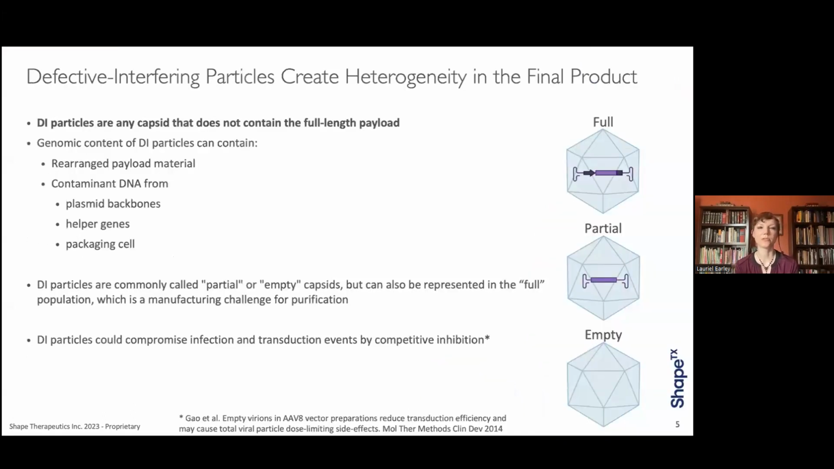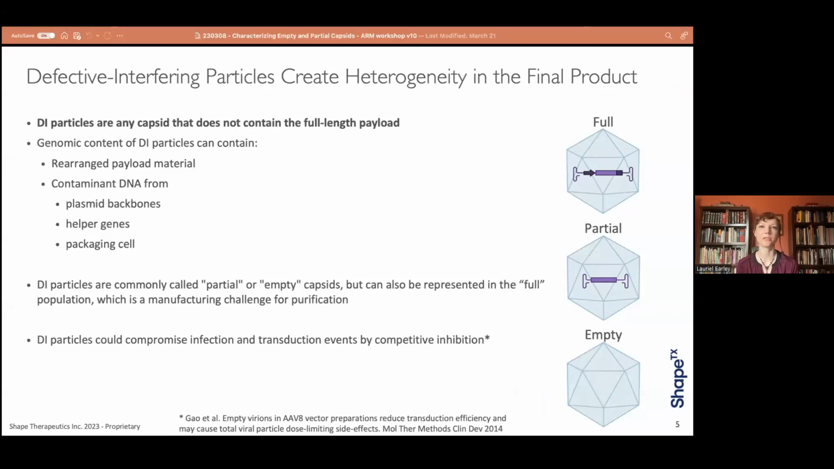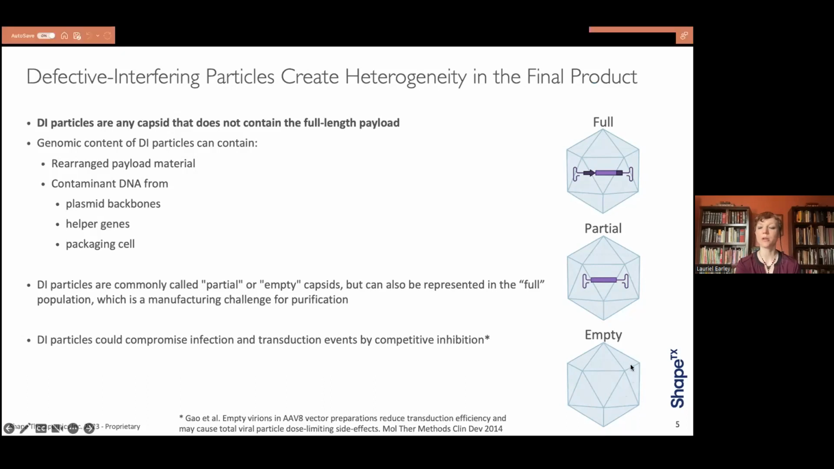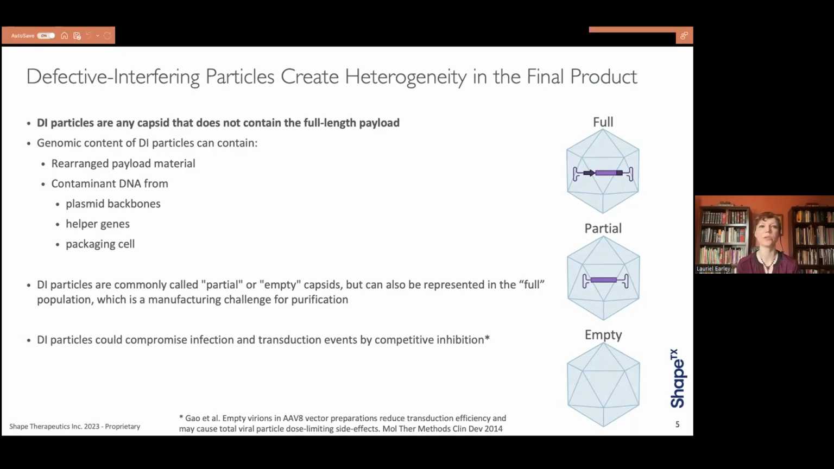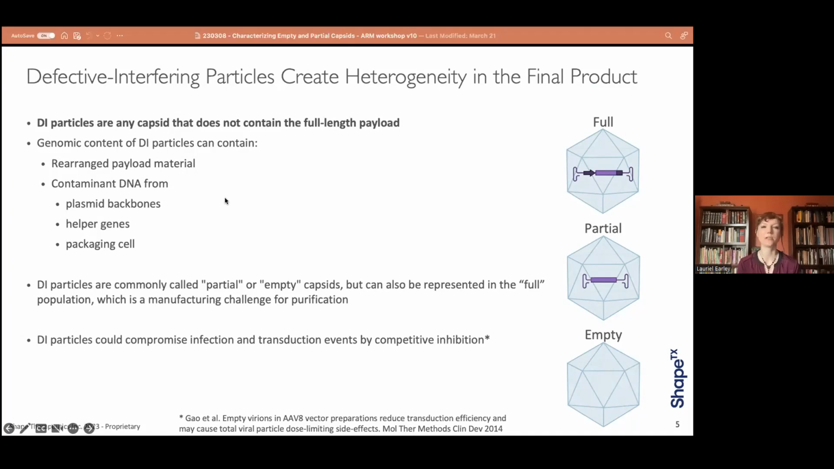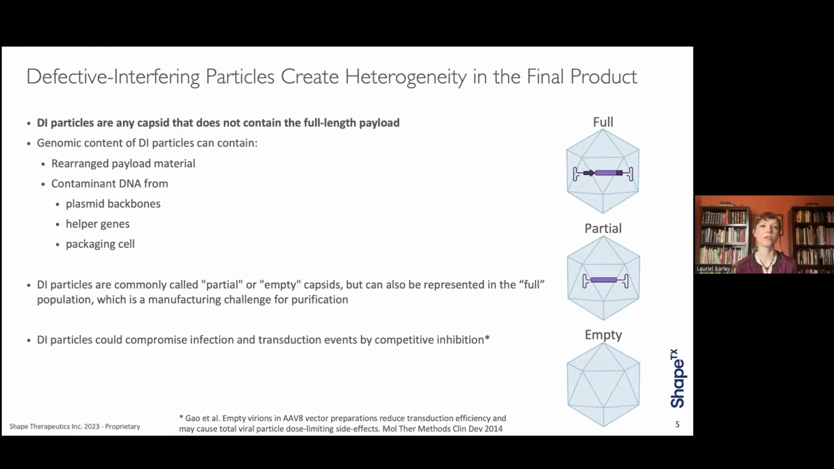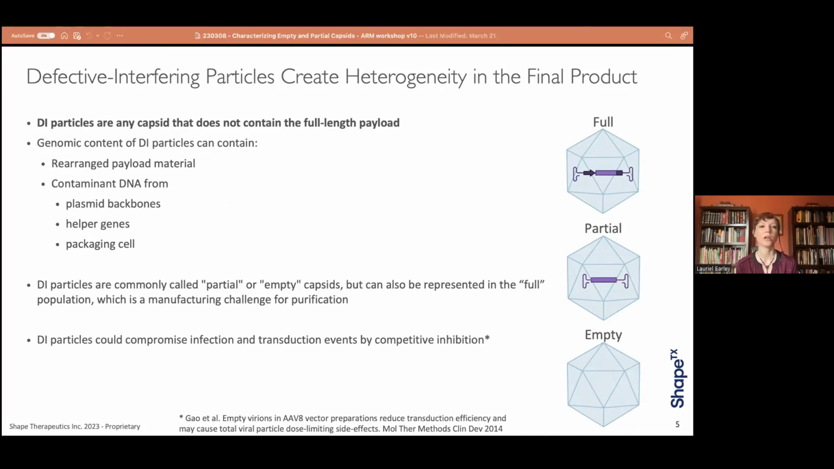So defective interfering particles can be a challenge for a manufacturing situation because they create heterogeneity in your final product. These defective interfering particles are any capsid that doesn't contain a full-length payload. So that could be part of your empty population, your partial population, and even part of the full population if it's full of a sequence that isn't actually what you intended to package. And some of these sequences that could be potentially part of this population are contaminant DNA from plasmid backbones, if that's your triple transfection produced material, helper genes from the packaging cell line, and also rearranged payload material.